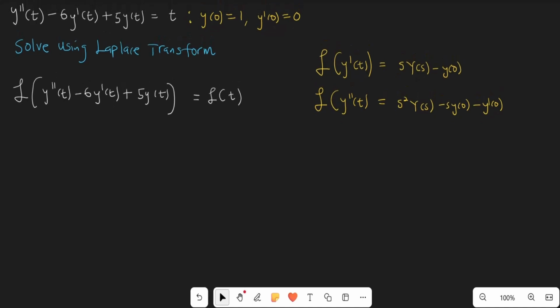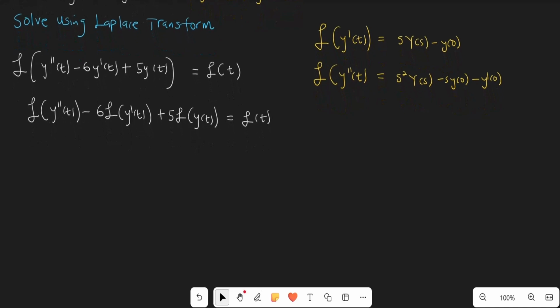Alright, so now applying the linearity property, you can work this one as the Laplace transform of y prime prime of t minus 6 times the Laplace transform of y prime of t plus 5 times the Laplace transform of y of t, and this is equal to the Laplace transform of t. Alright, so everything is now falling into place. So the Laplace transform of y prime prime of t is equal to what we have here.